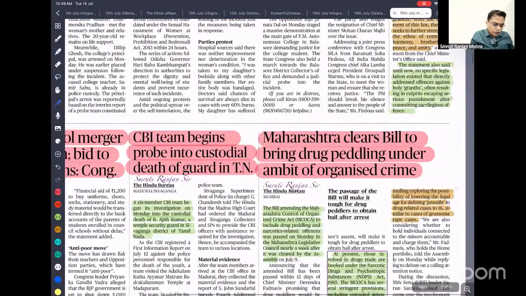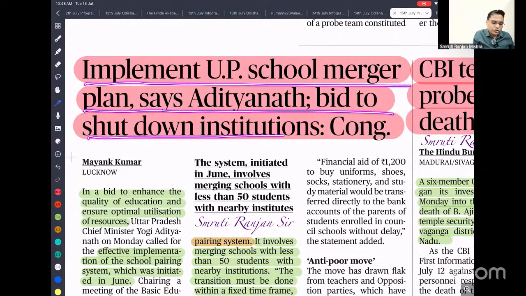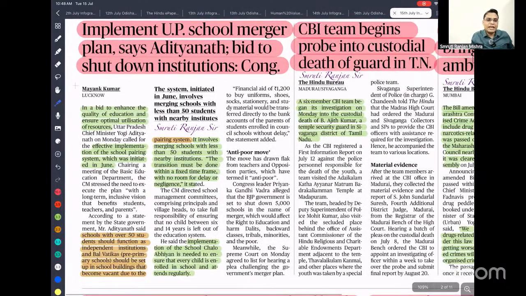The next important news is about implementing the UP school merger plan, with Congress saying Shri Adityanath is bidding to shut down institutions. We know that during the previous decade we opened so many schools to improve the education of our children. But now the birth rate is falling, so in a particular area we have very few children.